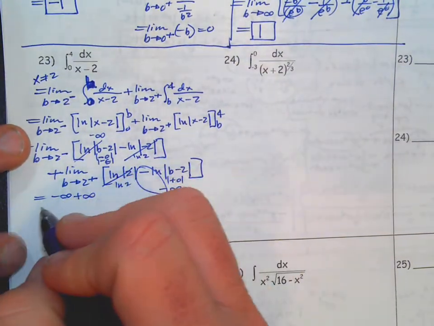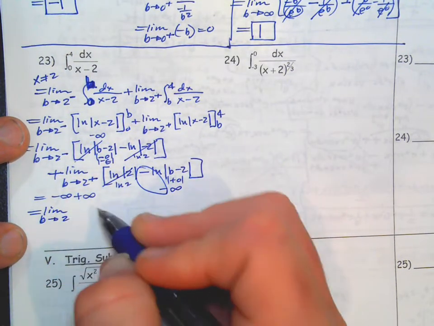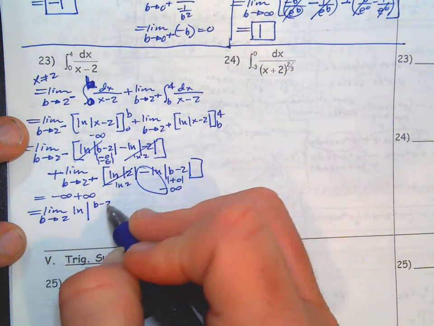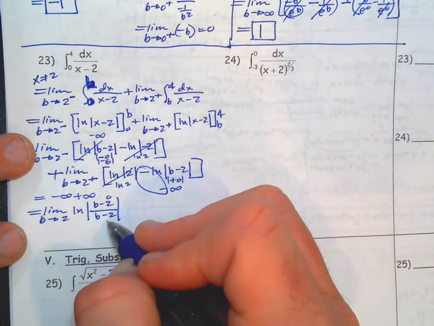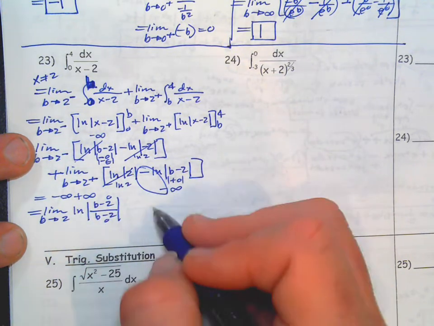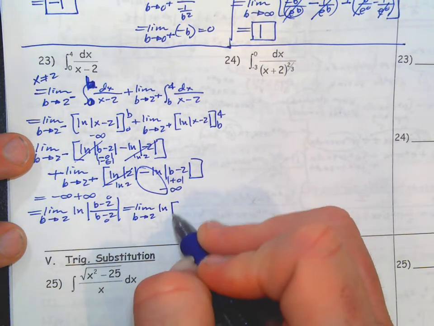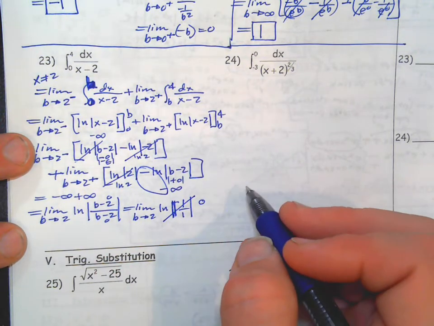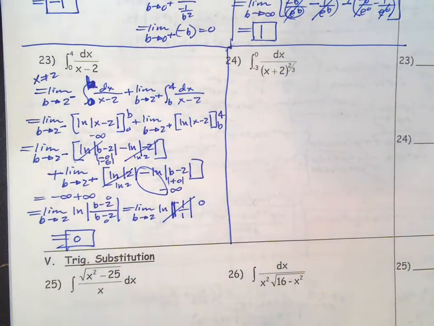You've got to use L'Hopital's rule. You've got to combine these together. I'd use log rules: natural log of b minus 2 over b minus 2. And so we're going now to 0 over 0, so we can take the derivative of what's inside. It's going to be 1 over 1. So it's going to be natural log of 1, which is 0. So the final answer is 0. Okay, next one.